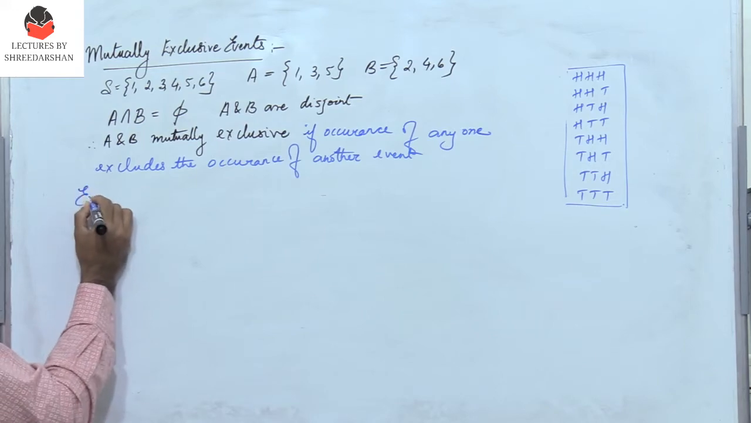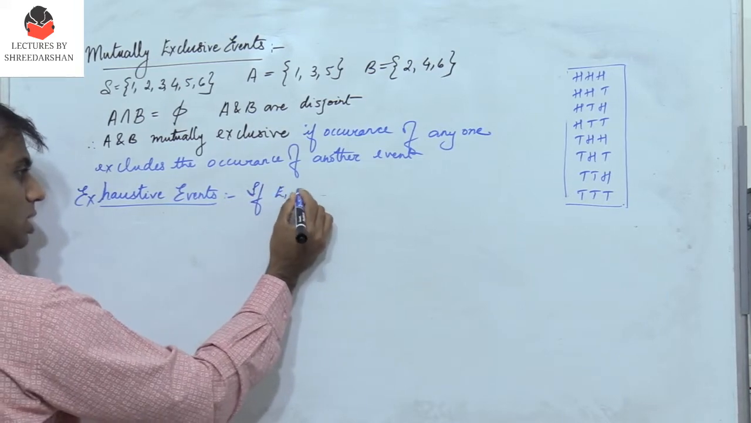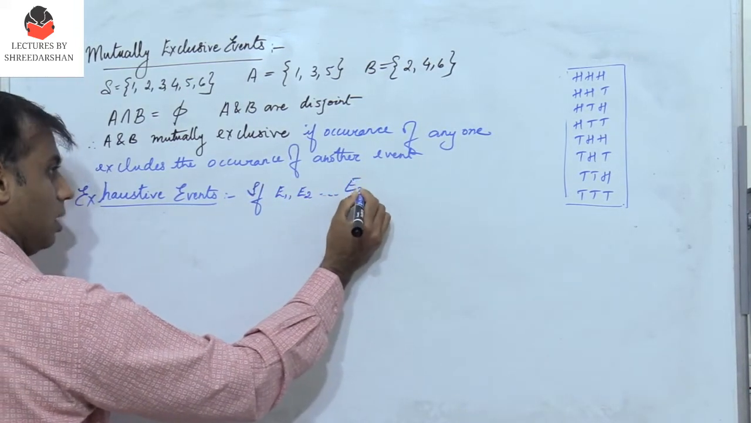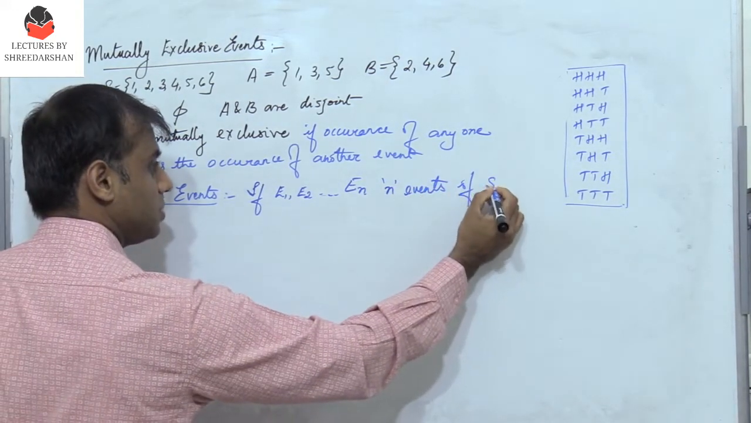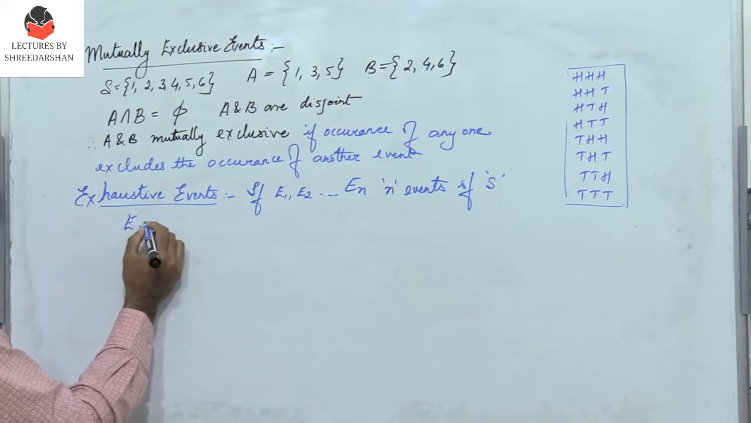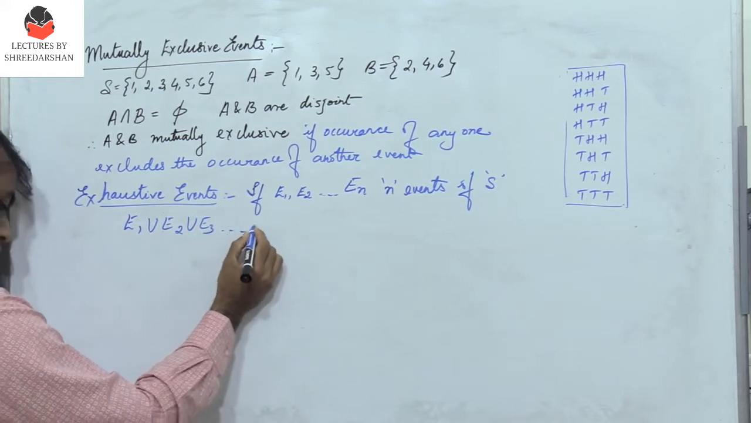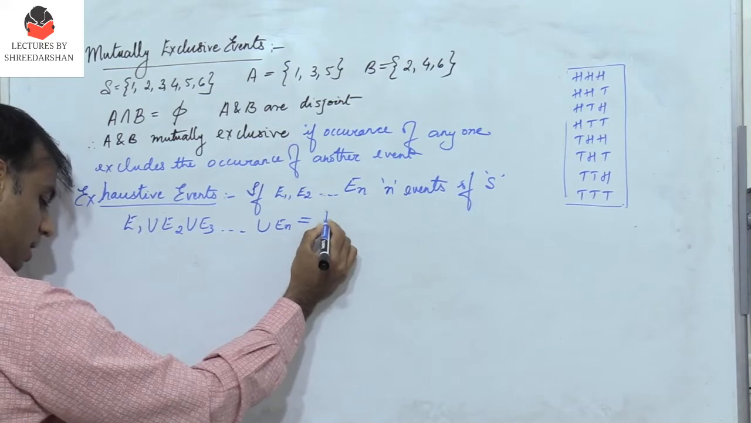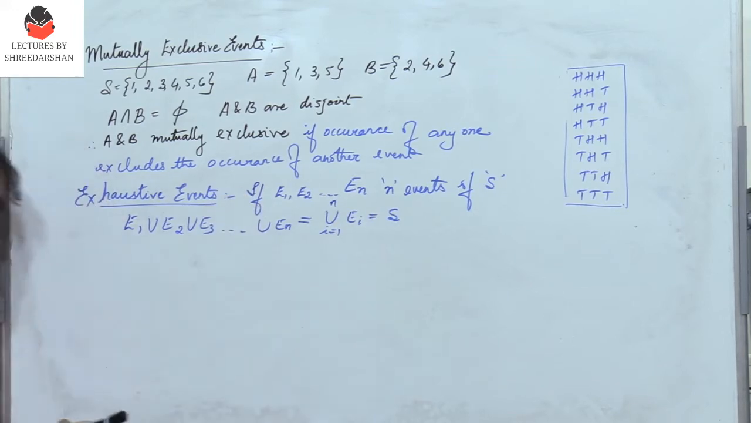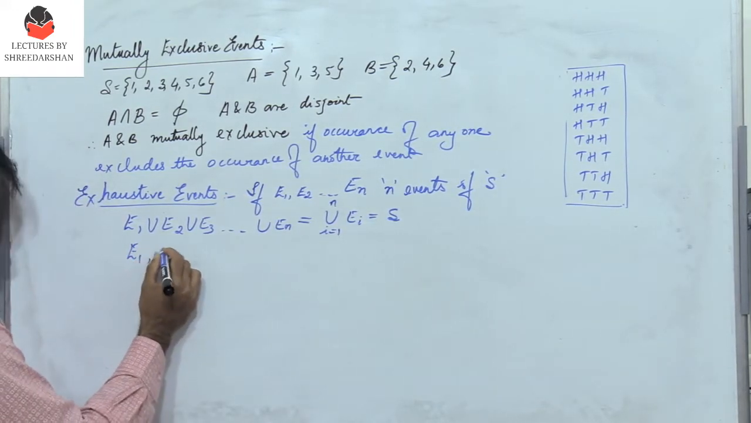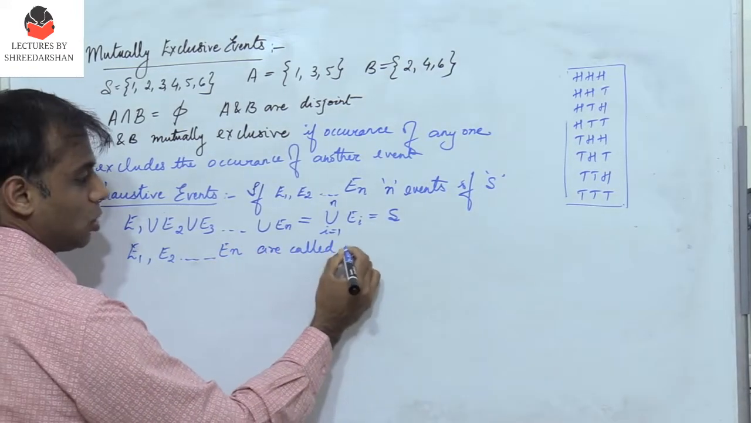Next, we define exhaustive events. Now what is the definition? The definition is if events E1, E2 up to En are n events of the sample space S, and if E1 union E2 union E3 and so on up to En, which is nothing but the union of EI from 1 to n, equals the sample space, then we say that E1, E2 and so on up to En are called exhaustive events.